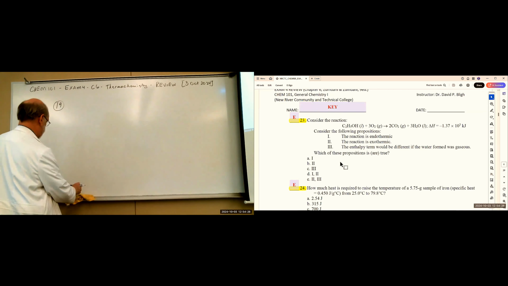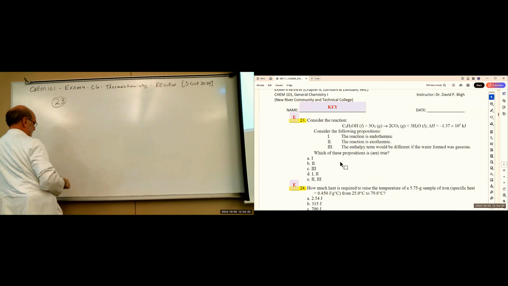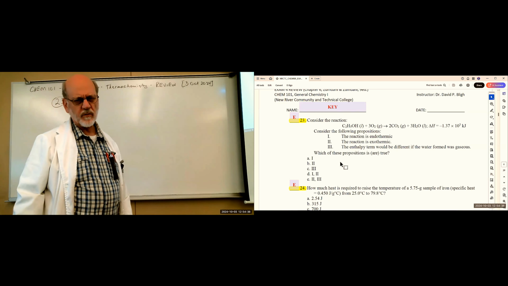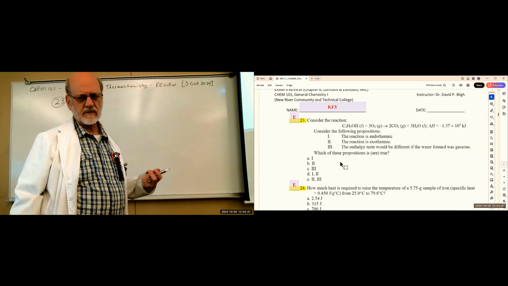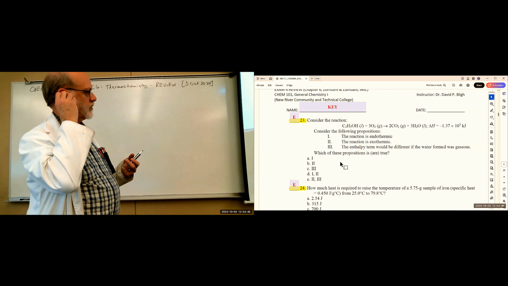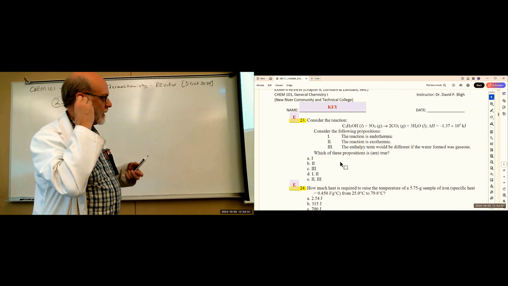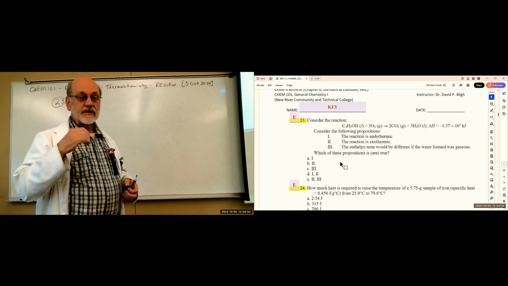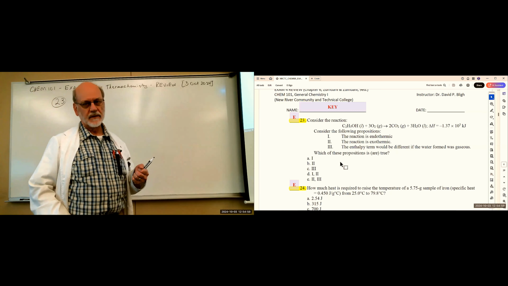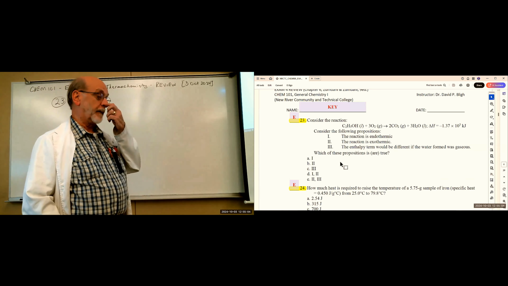All right, 23. We got this equation, considering the following propositions. The reaction is endothermic, exothermic. Enthalpy term would be different if the water formed was gaseous. Which of these propositions are true? Okay. C2H5OH is ethanol, the drinking kind. And we're combusting it. We're burning it in oxygen and making carbon dioxide and water.